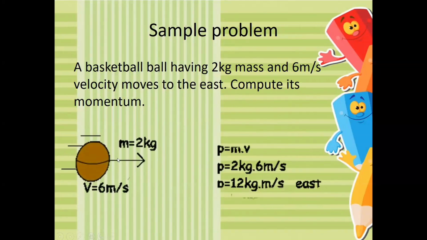So, given a mass of 2 kilogram and a velocity of 6 meter per second. Since we said that momentum is the product of mass and velocity, we can write the formula as P equals mv, giving you 2 kilogram multiplied by the value of velocity, which is 6. 2 times 6 is 12, giving you a momentum of 12 kilogram meter per second east. Can you get it? Let's try another sample.